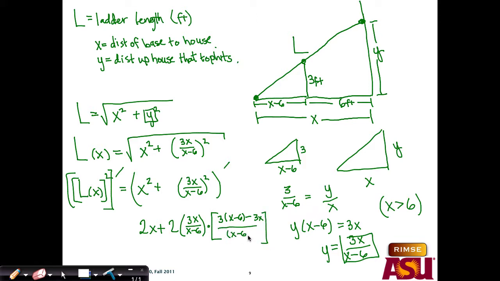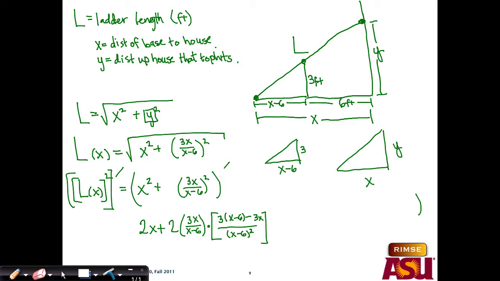And you can see the numerator in this chain rule part is just, I've got 3x minus 18 minus 3x. So it's just negative 18. So what we have here, and give me a minute to erase some of this over here. Just get a little bit more room here. All right, so what I want to know is, where's this derivative? It's actually the derivative of the length squared. Where is this derivative equal to 0?